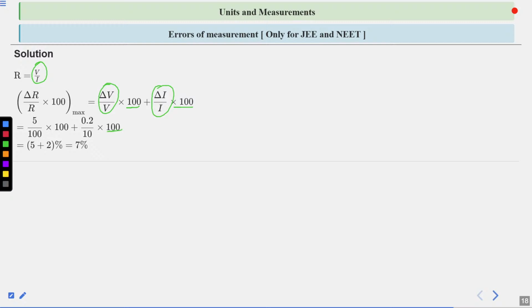We already solved this question. So 5 plus 2% is equal to what? 7%. Now it is clear. This is very simple.